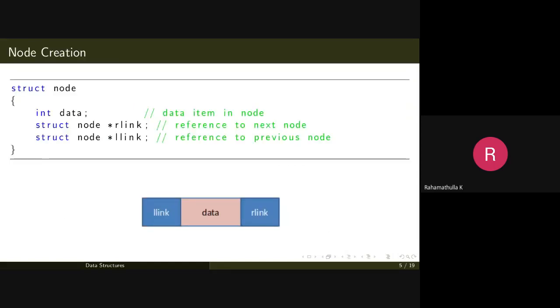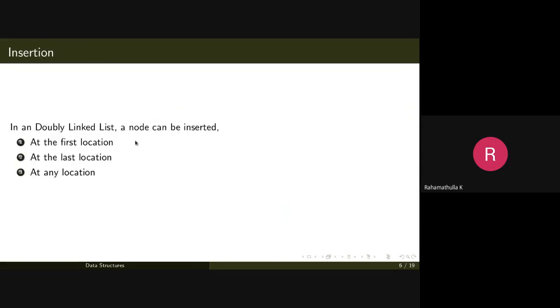This is how you create a node: struct node, int data, any data element. It can be int, float or any number of data elements. You can create a structure data element also. Whatever it may be, you have these three different fields in your node, one corresponding to the data element and the other two corresponding to two links, one pointing to the next node and the other pointing to the previous node. R link pointing to the next node and L link or left link pointing to the previous node.